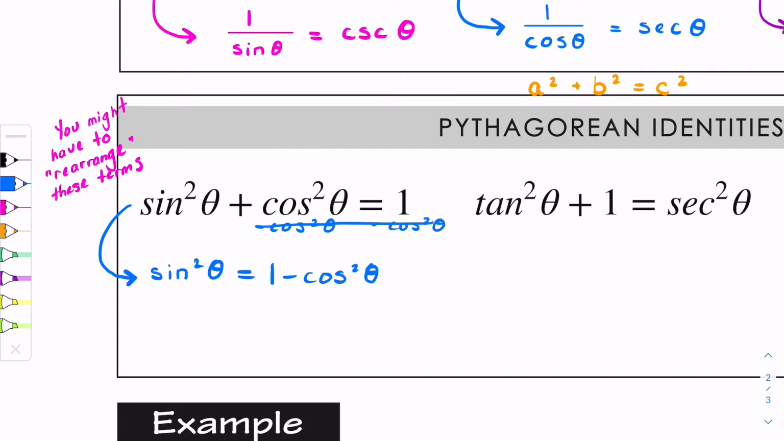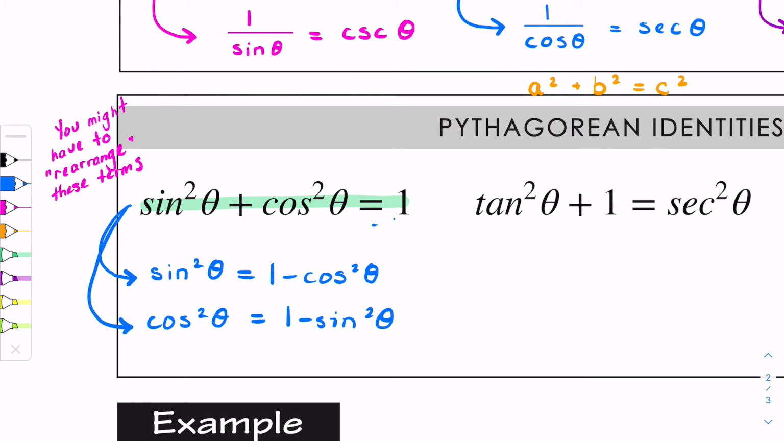Besides that form, we could also subtract sine squared from both sides so that cosine is by itself. And that gives us the identity of cosine squared is equal to 1 minus sine of theta squared. So this one identity gives us two more identities, just rearranging the terms.